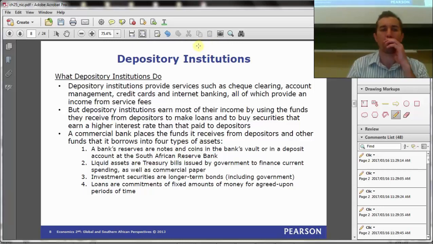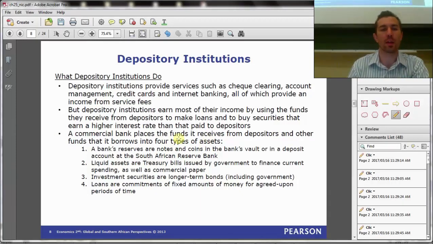So what is it that a bank does? We've provided a description of what it does, but the actual mechanism, how does it do what it does at a technical level? If we go to this third bullet point here, a commercial bank places the funds that it receives from depositors and other banks, and other funds that it borrows into four types of assets.